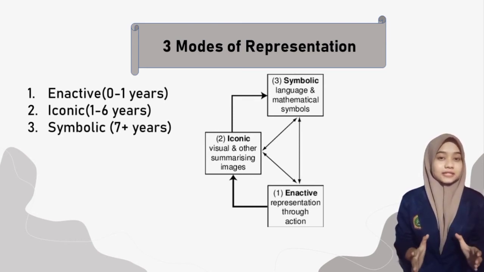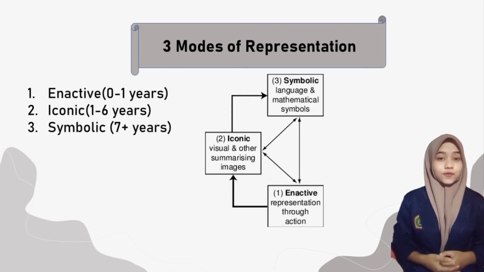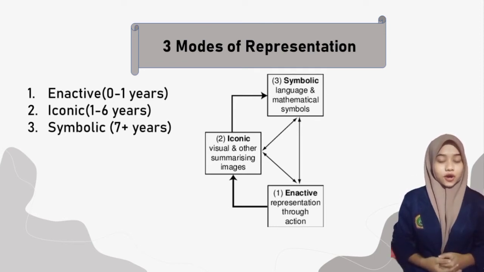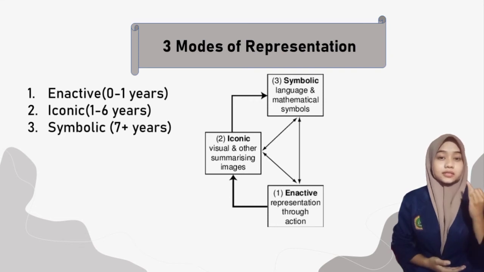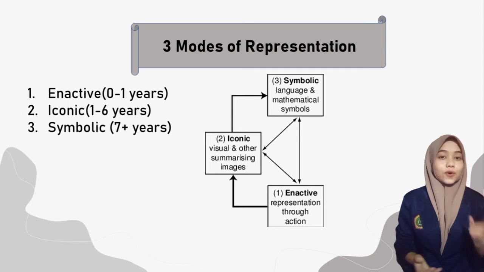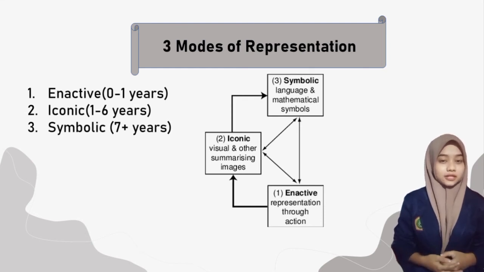In this first stage, the child carries out activities to understand the surrounding environment. This means that in understanding the world around them, children use modern knowledge, for example through applied, touch, grip, and so on. And then iconic, 1 to 6 years. In the second stage, the child understands object or the world through picture and verbal visualization.